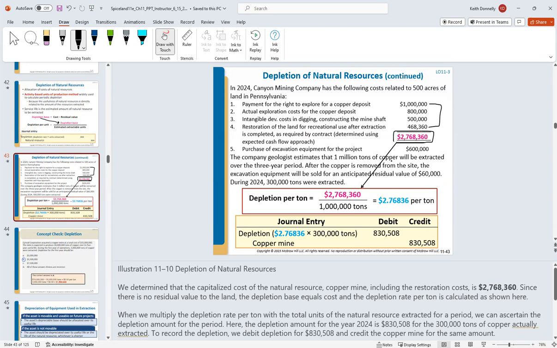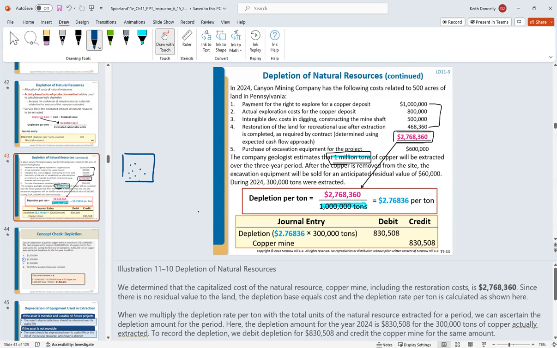Then it looks like we estimate that we're going to get 1 million tons total. So we'll take essentially our cost minus the residual value, no residual value, over the million total. We're looking at 276 per ton.